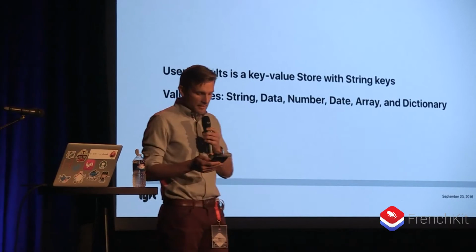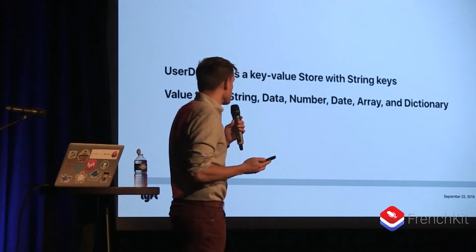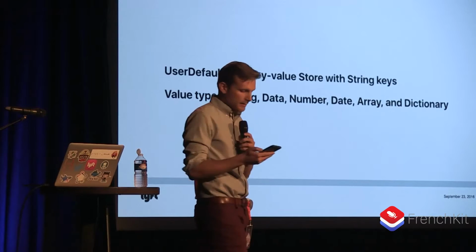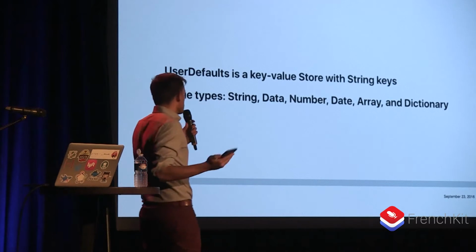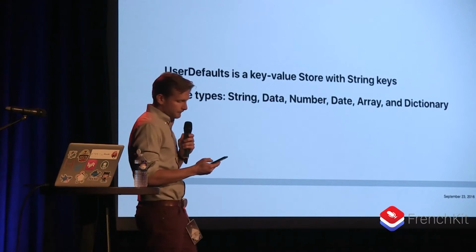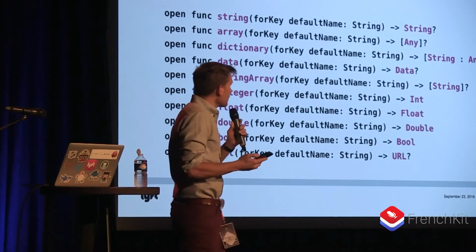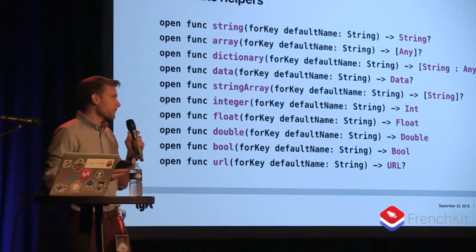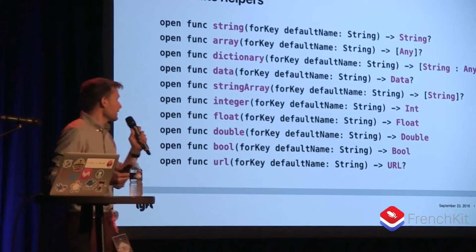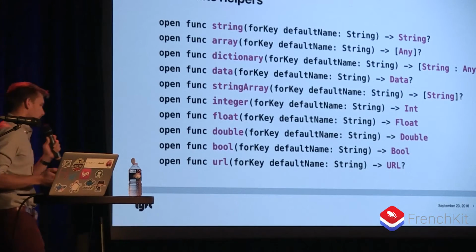Also, as UserDefaults is a key-value store with string keys, it stores strings, data, numbers, dates, arrays, and dictionaries. It also has these helpers, so you probably want to use the helpers. I actually use a small trick when checking that Boolean.